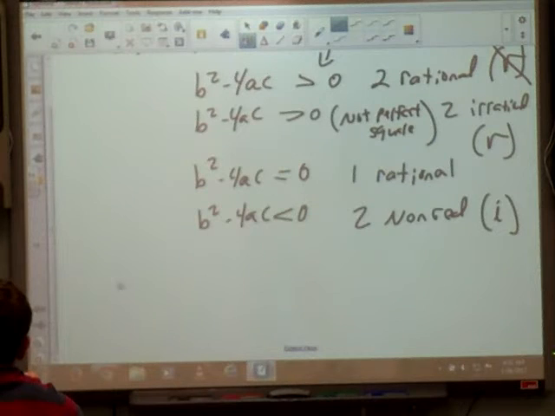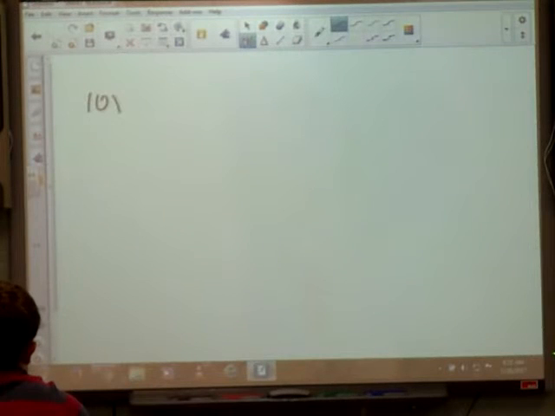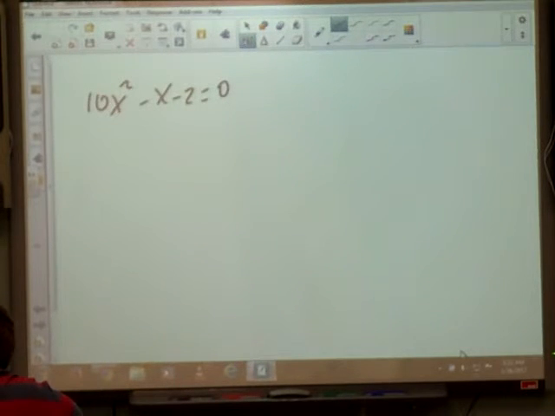All right, we got what we need there. Ready to look at one? Okay, here's how the directions read on this. Tell the number and type of solution for each equation. So it doesn't ask me what are the solutions. It doesn't say to solve. I could go ahead and do the whole quadratic formula and get my answers and then look at them and say if they're imaginary or if they're rational or whatever. But I'm going to use just my discriminant here. I still need to know my A, B, and C. So my A is 10, my B is negative 1, and my C is negative 2.